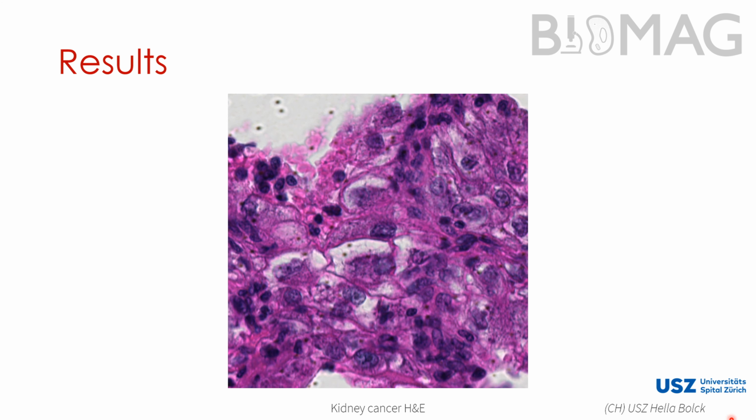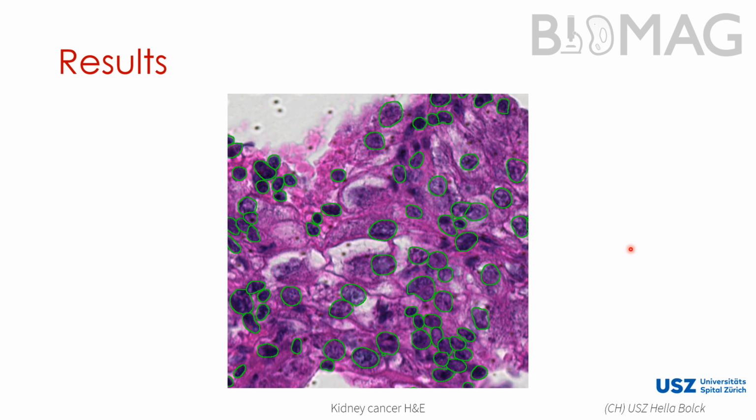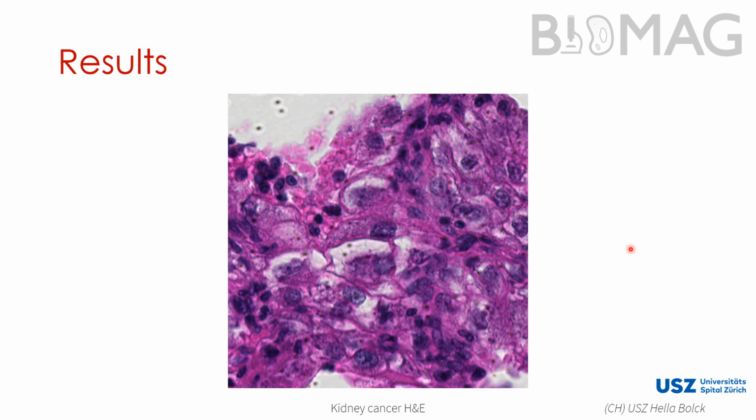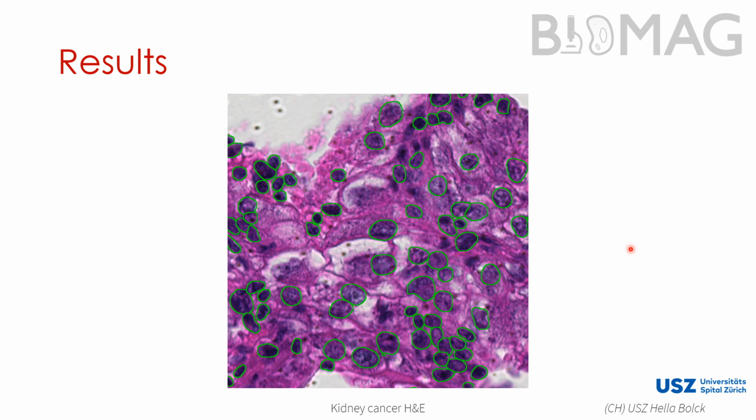The next project is a collaboration with Hella Bork at the University Hospital Zurich. This is a kidney cancer tissue from a patient, hematoxylin and eosin stained, with rather complex structures and crowded regions like here. You can see that we can solve this task as well quite nicely.